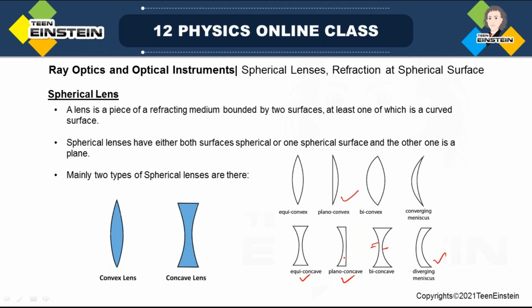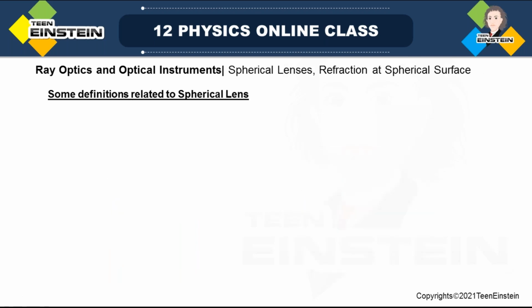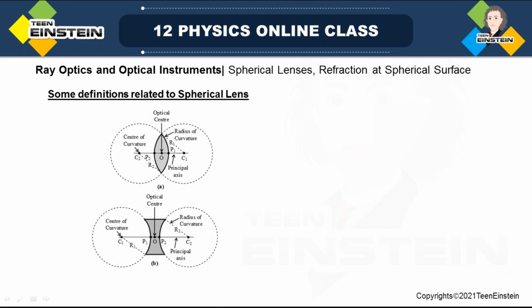So these are the things. Sometimes in your exam there may be a question where there is a concave surface in combination with a convex one. So there can be complicated combinations of lenses. We may take up a few numerical examples as time comes. We'll take those. Okay, so now we'll learn some definitions.